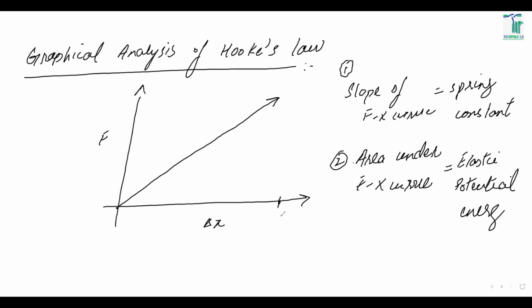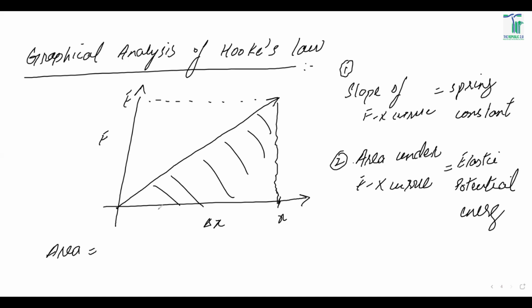Now, for example, this is some sort of x and this is some sort of F. And I want you to calculate the elastic potential energy stored in the spring. So you'll be calculating this area, right? So how would you get me the area? Half of F into change in x. Exactly, half of F times change in x.